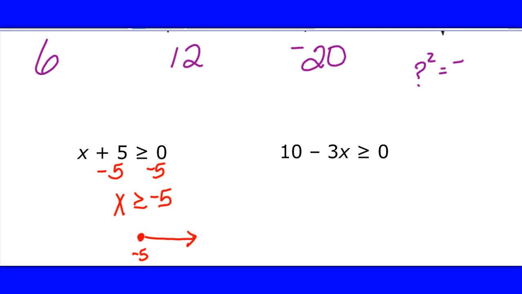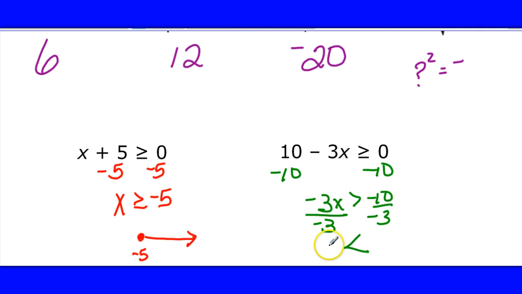In this case, we are going to subtract 10 from both sides. That's going to give me negative 3x is greater than negative 10. Divide both sides by negative 3. I hope you are remembering that when you multiply or divide both sides of an inequality by a negative, you flip over the inequality sign and you get x is less than a positive 3 1/3. Now in this case, we find out where 3 1/3 is, but you put an open circle there because you're not allowed to include that, and the arrow goes to the left.